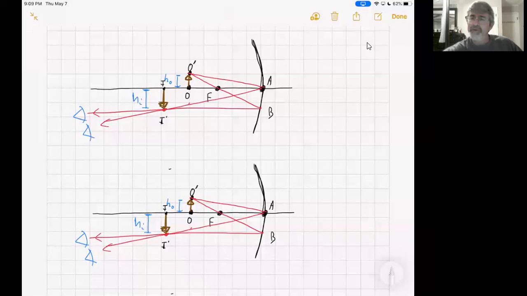Okay, so now we want to derive the mirror equations. This picture, I've copied it twice. It's basically right from your textbook. And we want to see how we can use similar triangles, which is pretty basic geometry, in order to derive the equations that govern where images will appear and how magnified they will be.